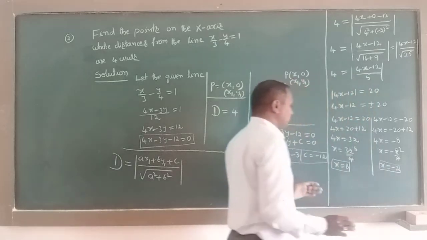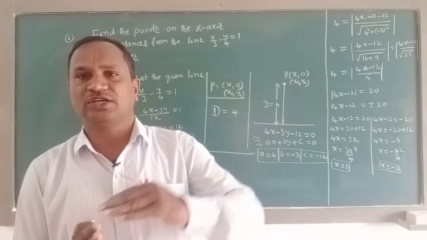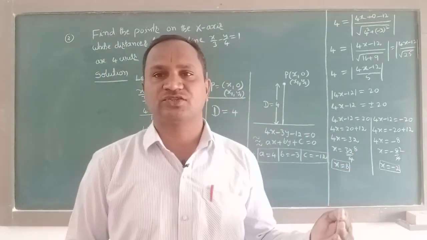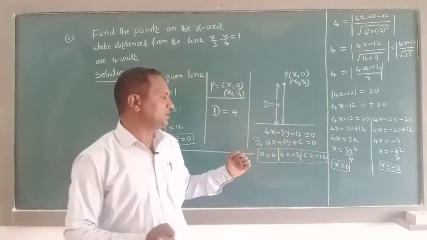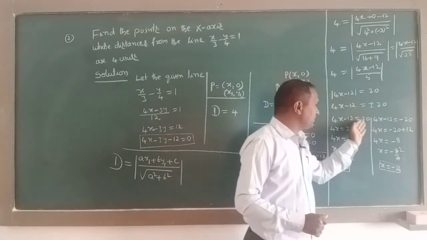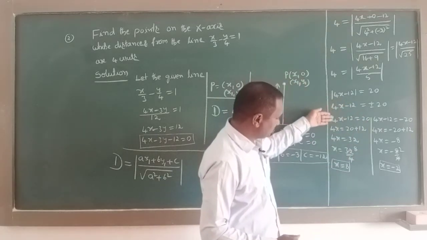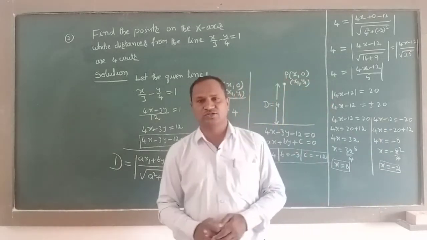Like that, in two ways we are getting the value of x here. One time we equated to plus 20, another time we equated to minus 20. By equating like that, in the first case we got x equal to 8, in the second case we got x equal to minus 2.